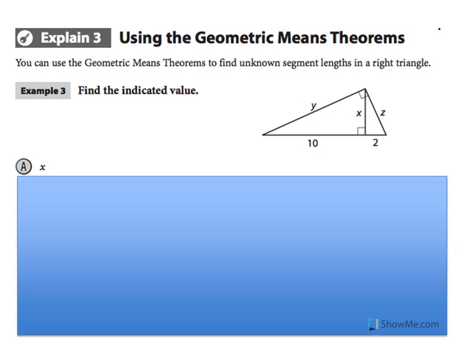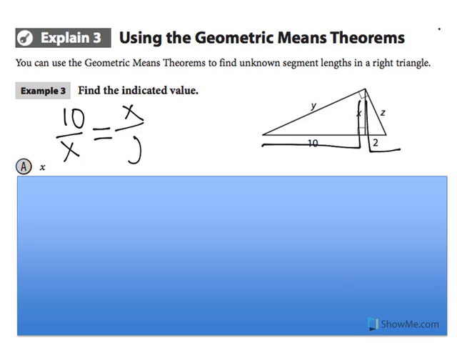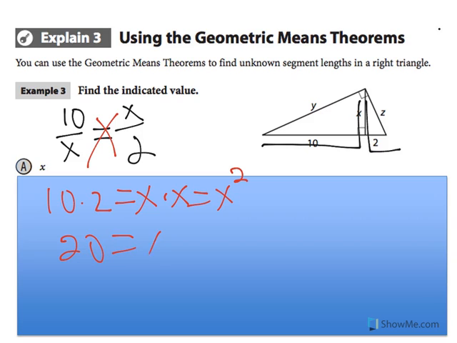We can use the ratio from day 1. So we said 10 over x, x over 2. So we can say 10 over x equal to x over 2. And then from there we can use our cross product. So 10 times 2 equal to x times x, which is x squared. So we have 20 equal to x squared.